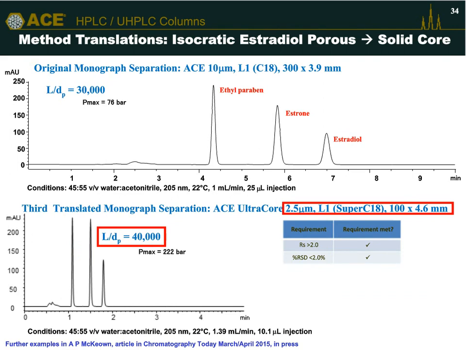And of course we can convert to solid core technology as well, using the flexibility of that length to particle size ratio range. At the top chromatogram we have the original separation. At the bottom chromatogram we have a 100 by 4.6 millimeter 2.5 micron solid core particle, and we can see this gives us a length over particle size ratio of 40,000, and you can see nice sharp peaks there, and rapid analysis within 3 to 4 minutes, still meeting the system suitability criteria.